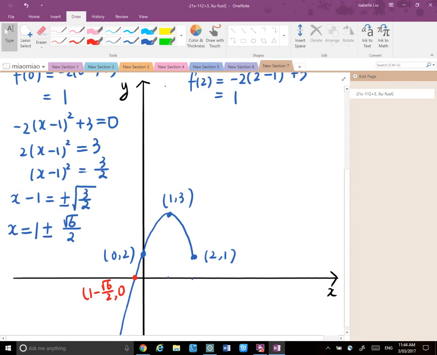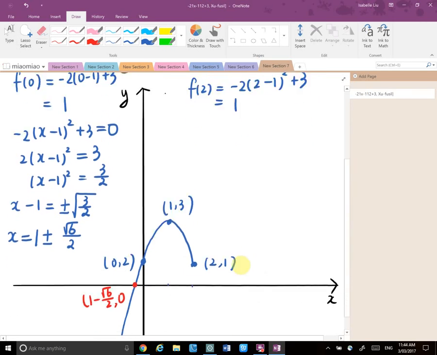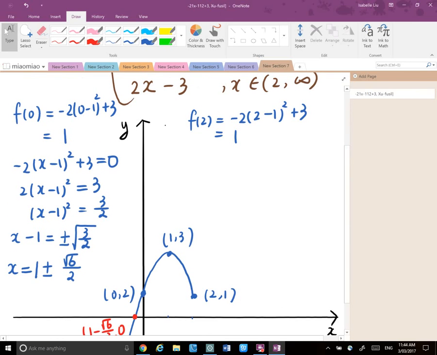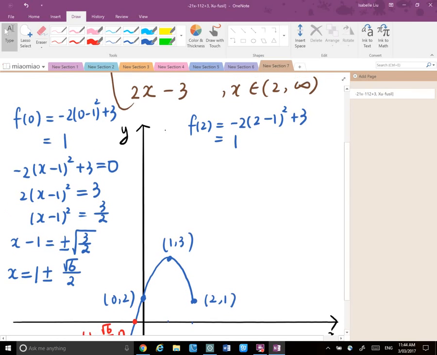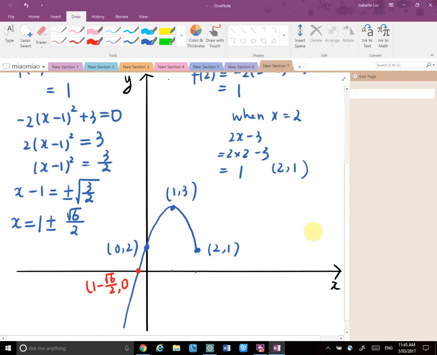For the linear, we have 2x minus 3, and 2 is the endpoint, but that's an open circle. So when x equals 2, 2x minus 3 equals 2 times 2 minus 3, which equals 1. So that open circle is (2, 1).